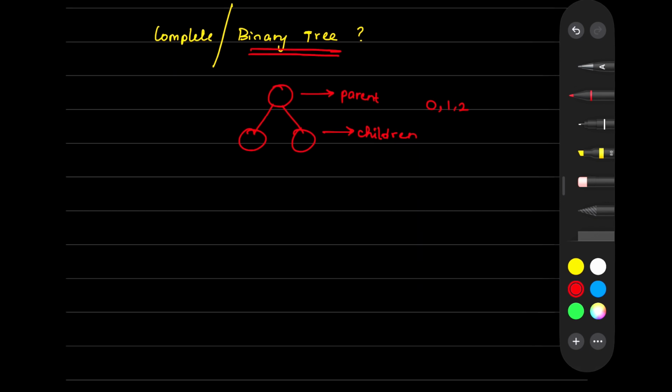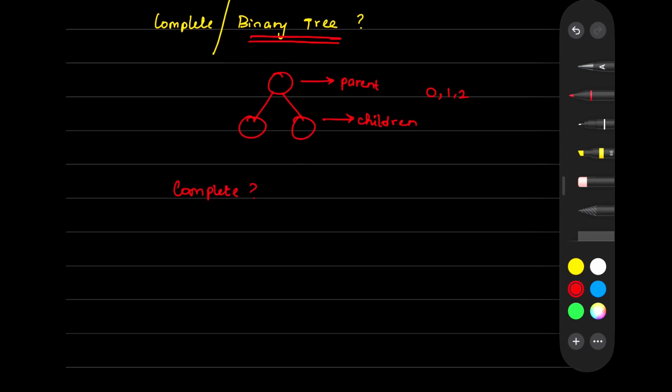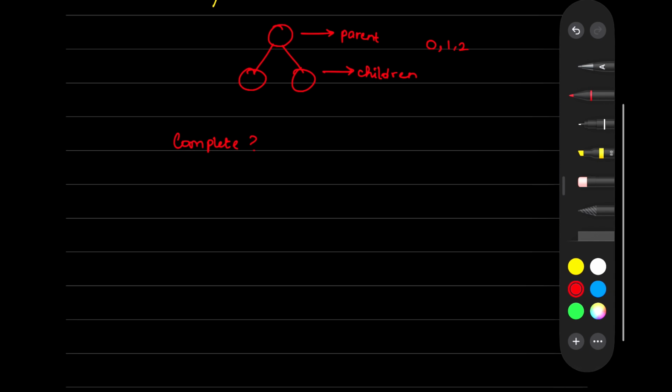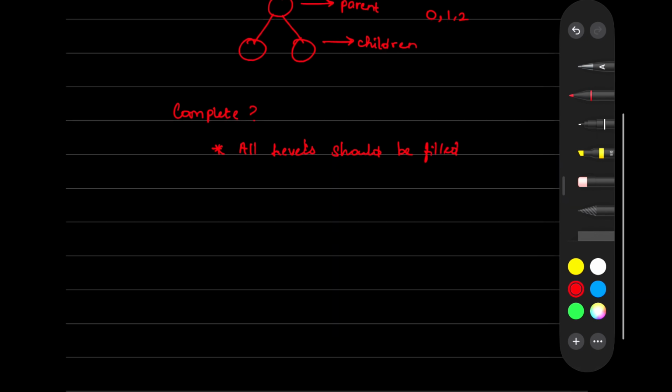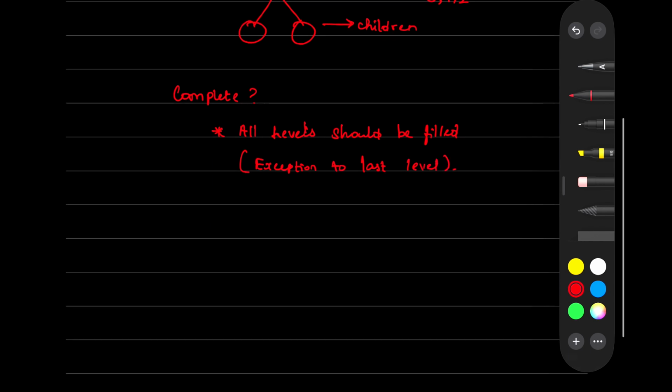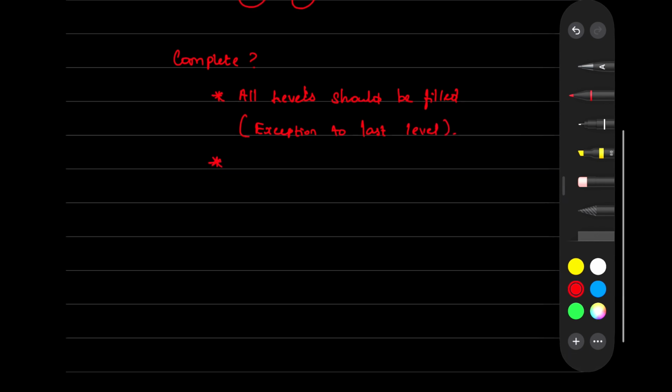So then what is meant by complete? In order to say a tree is a complete binary tree, it should follow two conditions. All levels should be filled. We can give an exception to the last level. And while filling the level, we should fill the nodes from left to right.